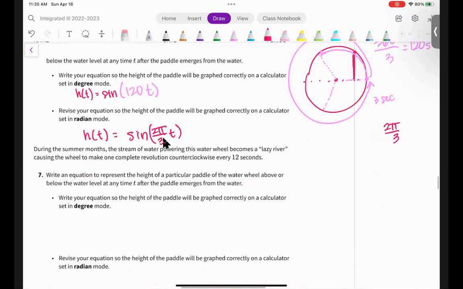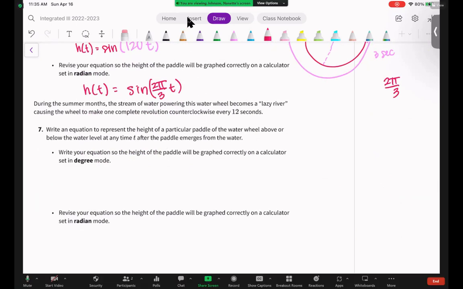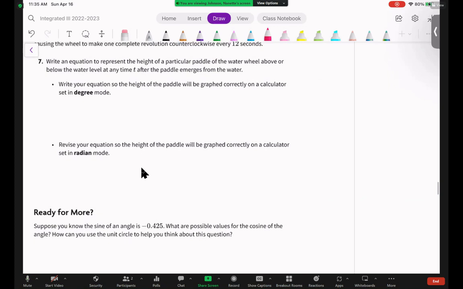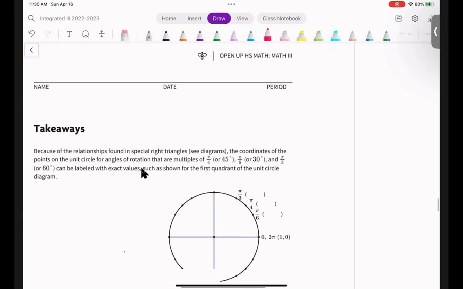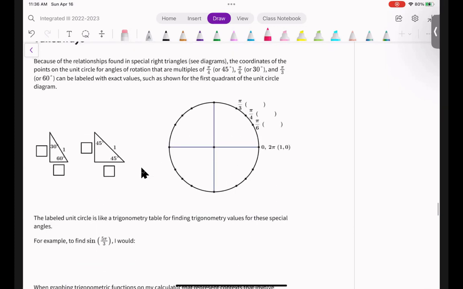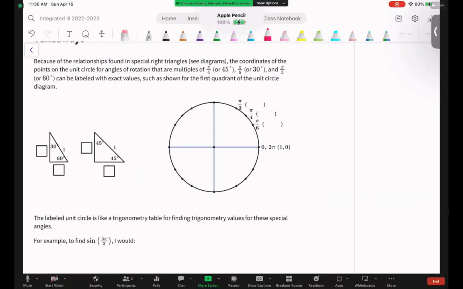Okay. So this last question is asking you to do this one last problem. I want you to do this one on your own and see if it makes sense to you, and we will check this in class. And then our takeaways, we will also go over in class. And hopefully this makes sense to you.